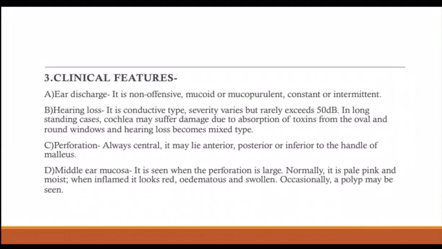It may lie anterior, posterior, or inferior to the handle of malleus. Middle ear mucosa is seen when the perforation is large. Normally it is pale pink and moist, but when inflamed it looks red, edematous and swollen. Occasionally a polyp may be seen.